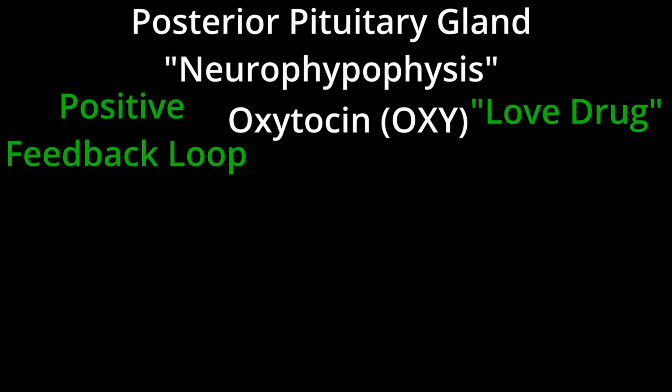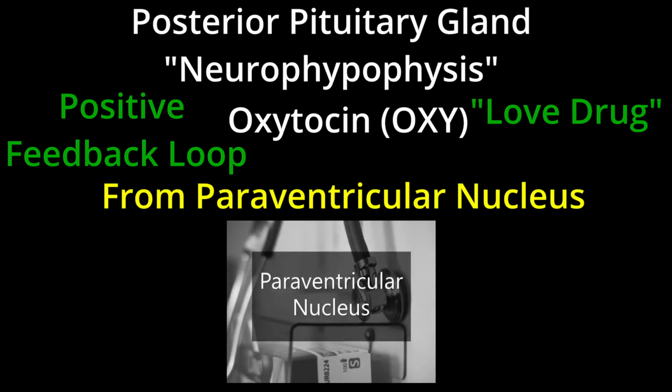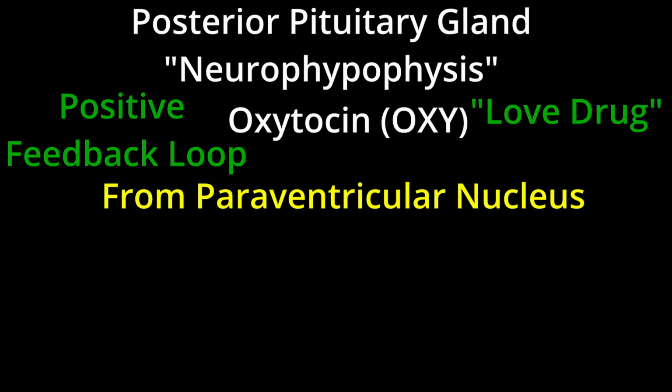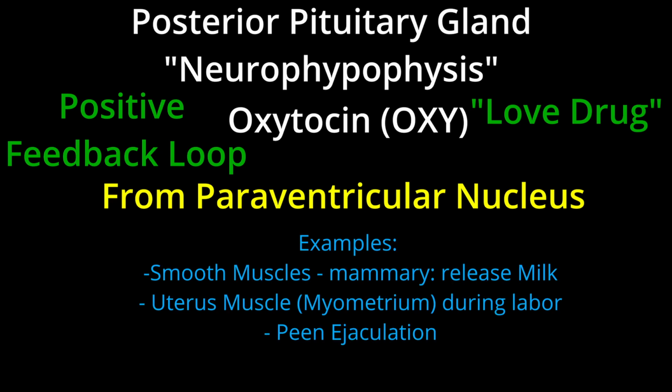Oxytocin is an exception. It releases through the paraventricular nucleus. Examples being smooth muscle in your mammary glands, breasts, to release milk, not make milk, release it. And the uterus muscle, the myometrium, to contract during labor. Also, peeing contraction to release the funny stuff.